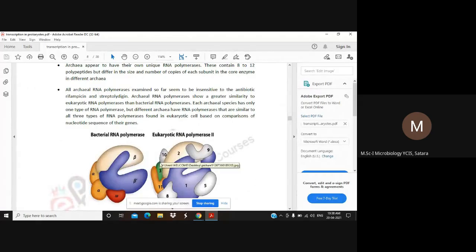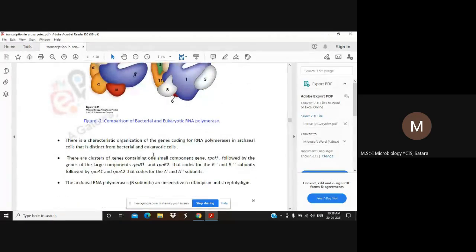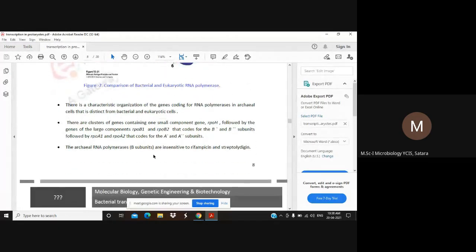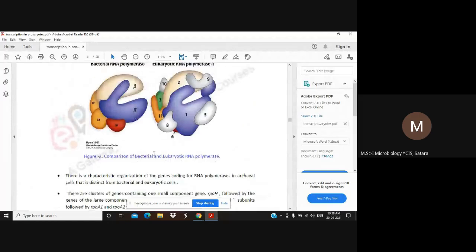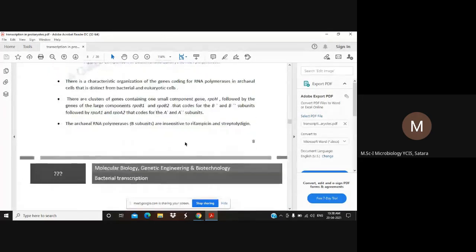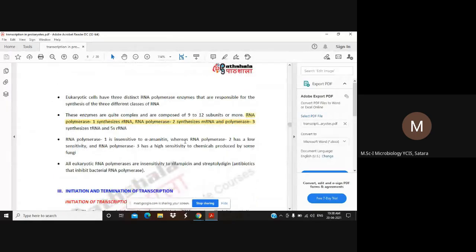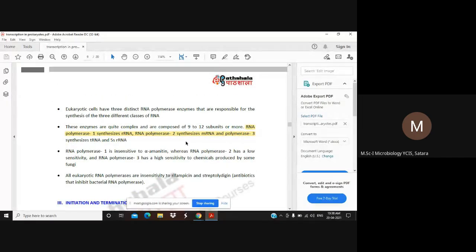Then some of the differences in RNA polymerases in archaea. There are several differences. So these are some comparisons between this and eukaryotic RNA polymerase. Then we have seen some of the other properties like sensitivity towards some antibiotic or some antifungal agent, or sorry, fungal metabolite. This is the fungal metabolite alpha amanitin.